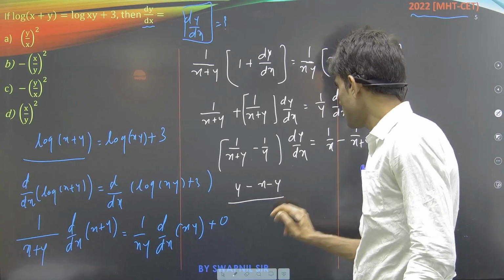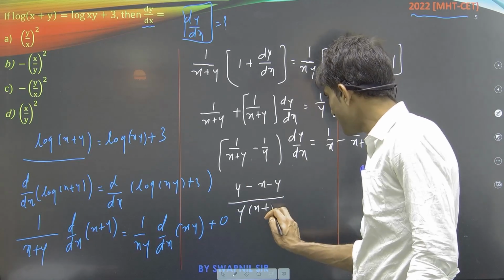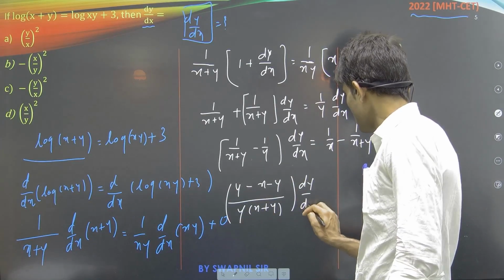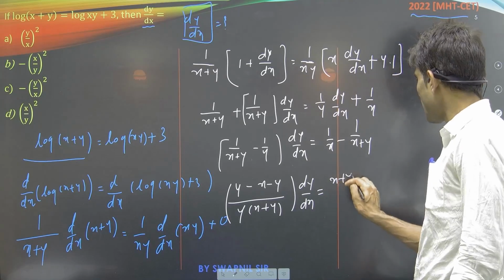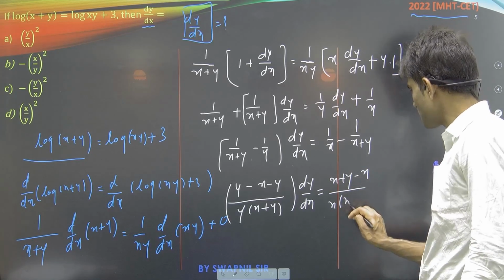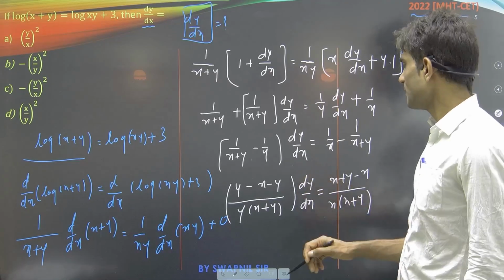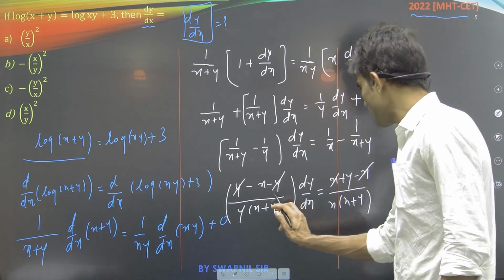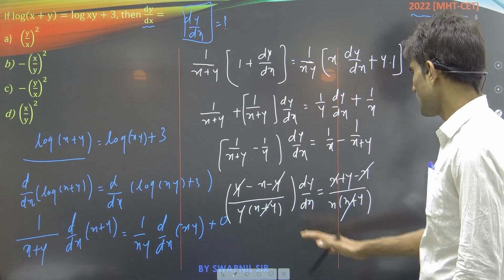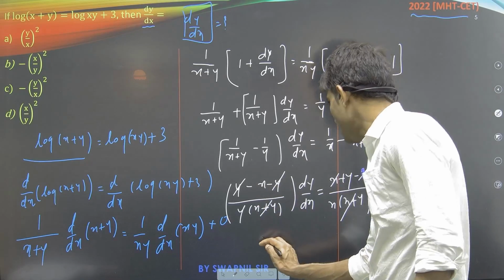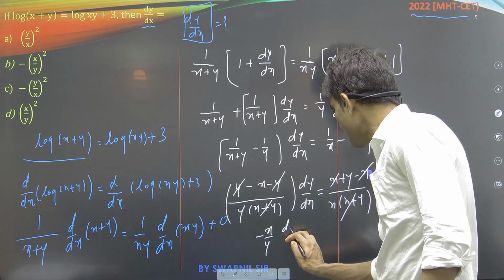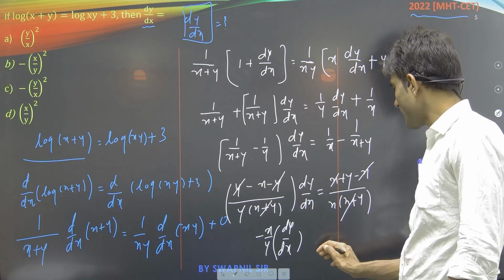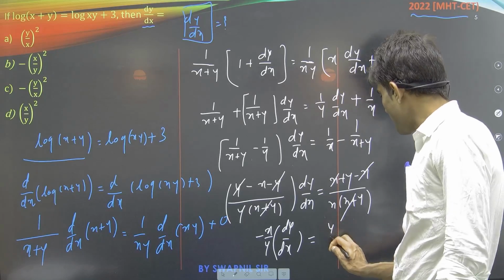So y minus x minus y, it is just a cross multiplication like a fractional calculation, y minus x minus y, completely divided by y into x plus y, into dy by dx, which is equal to x plus y minus x divided by x into x plus y. Now see that similar terms cancel: minus y plus y cancel, minus x plus x cancel, plus x plus y cancel. So the remaining term here is minus x divided by y into dy by dx, which is equal to y divided by x.